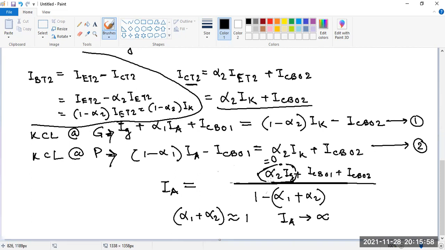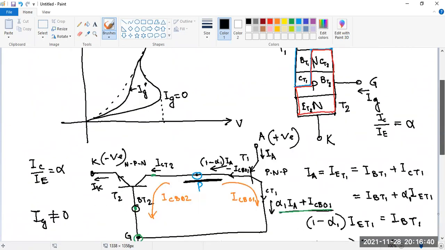Am I right? So here is the significance of this reverse saturation current. Whatever small value it is, as the denominator is very low, the anode current will be sufficient to make the device turned on. So this is called the regeneration action. So that means the gate current is required only to turn on the device, and you need a sufficient gate current to turn on the device.